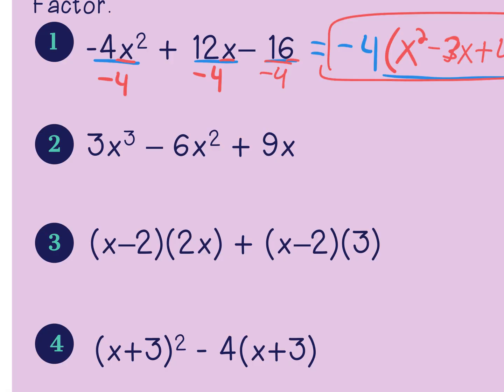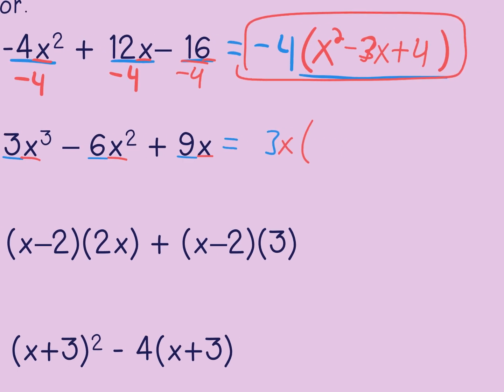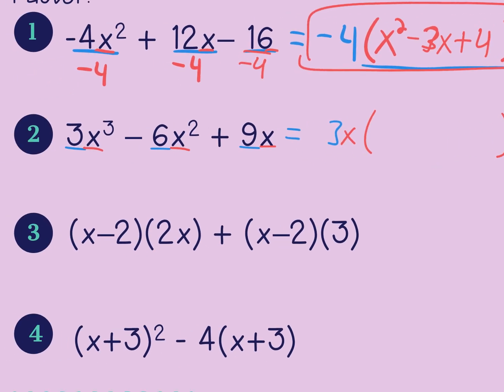Okay, so what about the next one? Let's look at 3x to the third, negative 6x squared, and 9x. Let's look at the coefficients first. Between a 3, a 6, and a 9, what's the greatest common factor? 3, good. And then there's an x as well, right? X to the third, x squared, and x. They share one x in common, so I'm going to pull out the 3x. And then I'm going to write the parentheses.